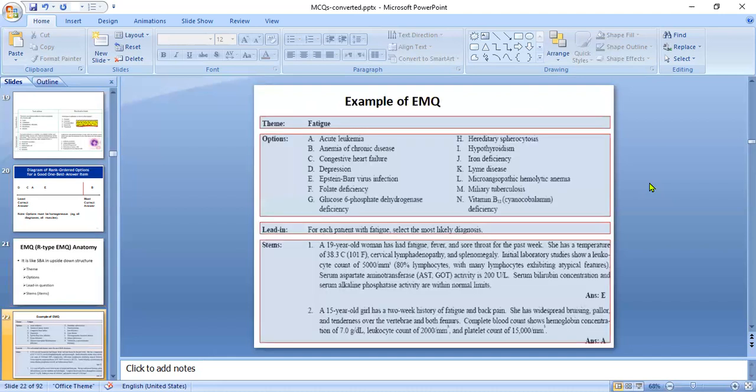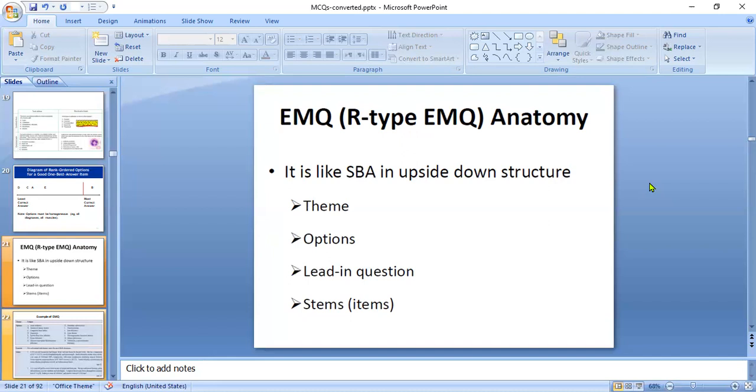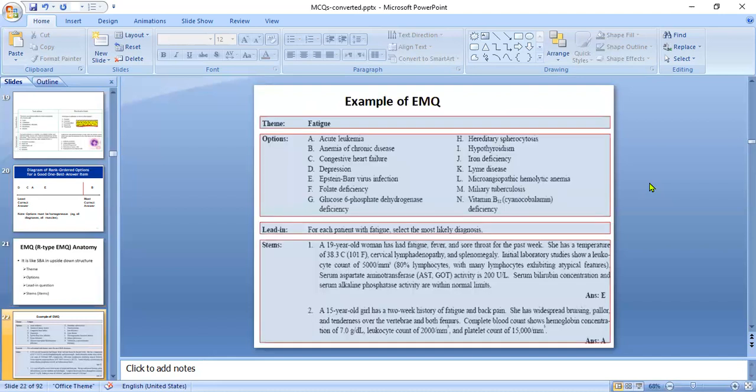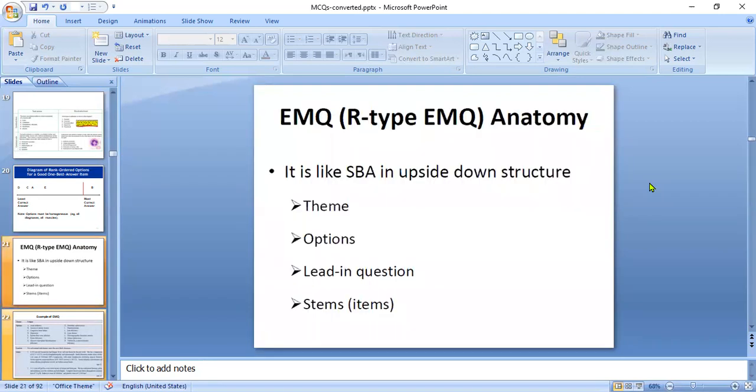So this is an example of an MCQ and its anatomy. Exactly, this is like the SBA MCQ. SBA means single best answer MCQ, in which there is a theme, then options, a leading question, and a stem. All these things are included in it. For example, here the sequence of all the different components of the MCQ is much changed from the A-type MCQ.